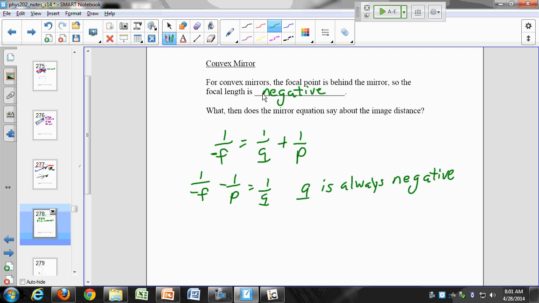That means that a convex mirror is going to produce what type of image? If I have a negative image distance, what type of image is that? That's a virtual image. So negative q means that it's a virtual image. So if q is always negative, a convex mirror always produces a virtual image.